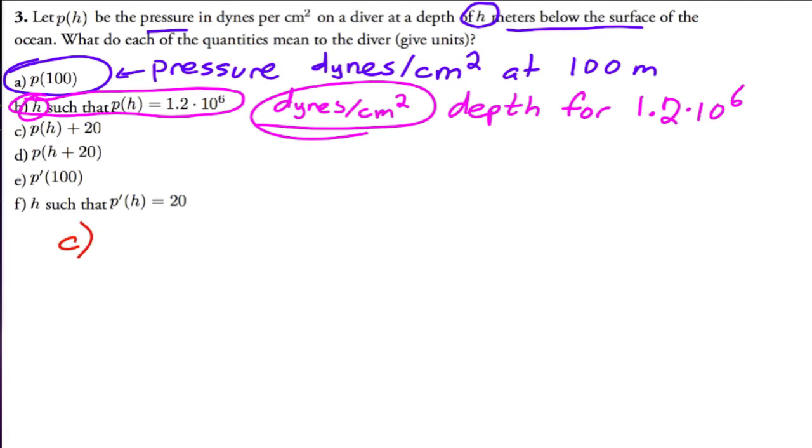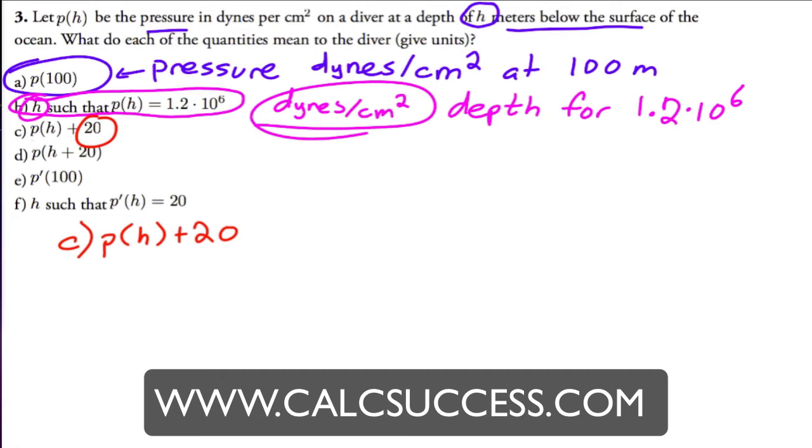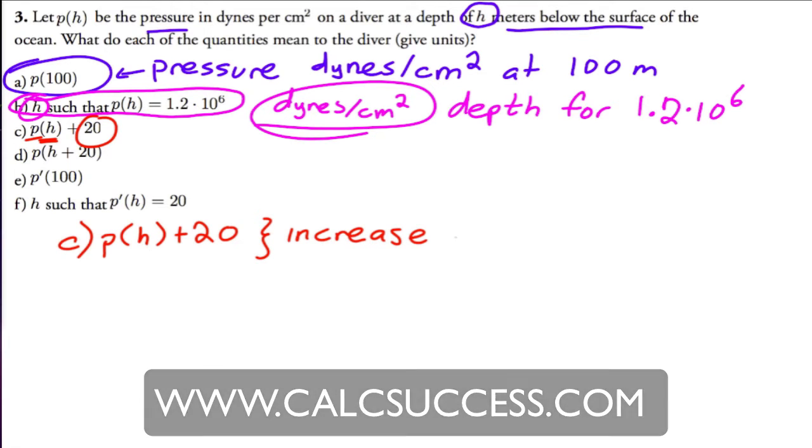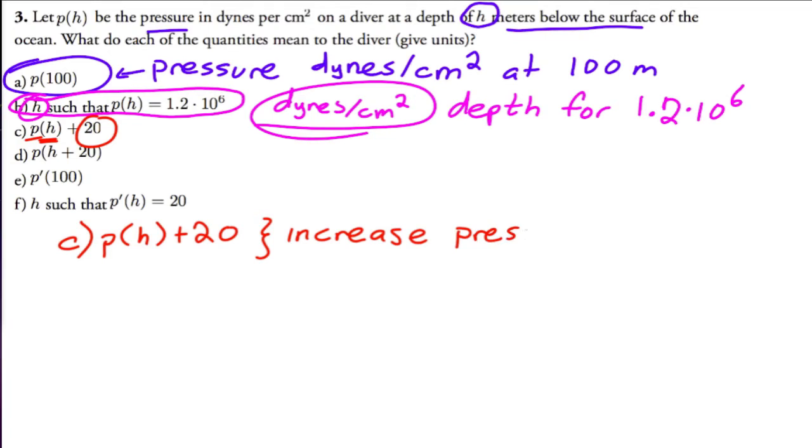Okay, I'm going to continue down here. Now P of h plus 20. Now you got to be careful here. This 20 is being added to the entire function. So what this is saying is you're going to increase P, so you're increasing the pressure by that amount. So you're increasing the pressure by 20 dynes per square centimeter.